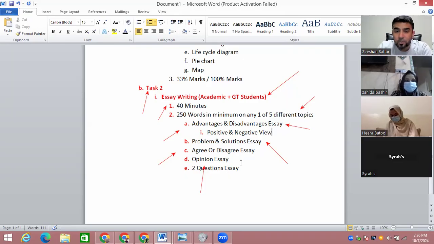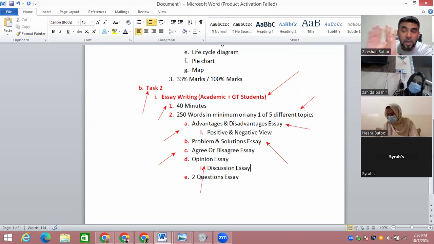Sometimes the examiner asks us to discuss. That is known as a discussion essay. A discussion essay is a brother of the opinion essay. So there are total only 5 types of essays. Positive and negative views means the same as the advantages and disadvantages essay. Discussion essay is the same as the opinion essay. So there are no 7 types of essays. There are 5 types of essays which can appear in the exam.